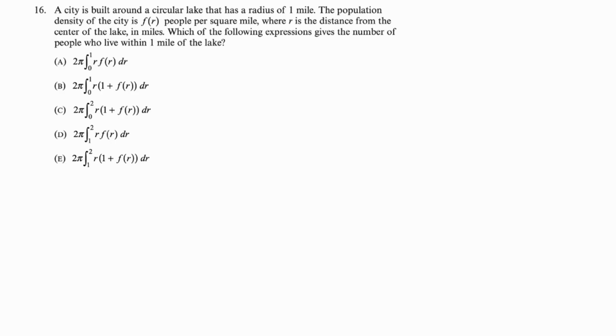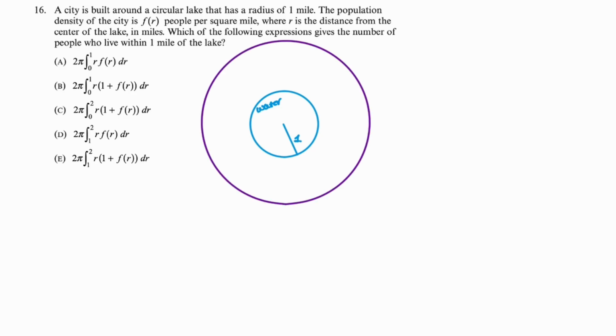All right, we're going to have to start off with a drawing, so I'm just going to draw a circle. It has a radius of 1 because it's our lake, right? I'm going to draw a circle around that, and it's going to be my city. The city is within 1 mile of the lake, which means that from the center of the lake out to the edge of the city is going to be 2 total miles. So looking at this, we know that we're going to have to go at least until 2 in our integral.